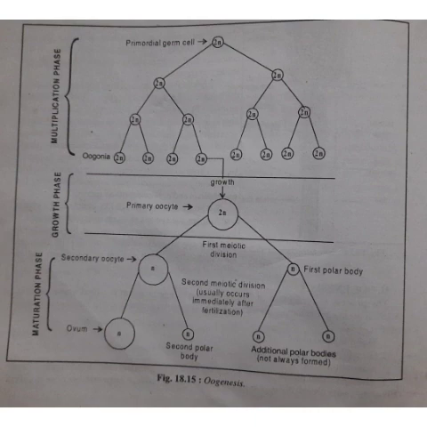The process that I have explained to you is summarized here, and it is categorized into different phases, that is the multiplication phase, growth phase and maturation phase. Here you can see the primordial germ cell multiplied and grows into so many oogonia, and one of them grows, which is called the primary oocyte. Later this primary oocyte will undergo the first meiotic division, they will get divided, and one of the bodies is bigger than the other body. Then the ovum is formed and additional polar bodies are formed.